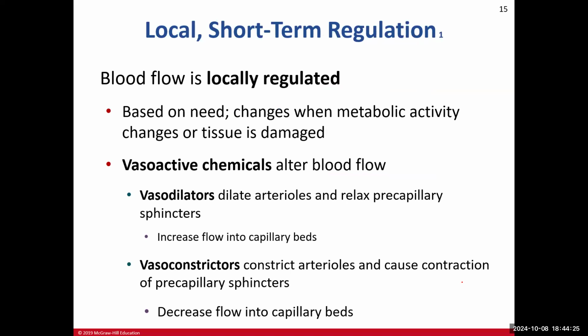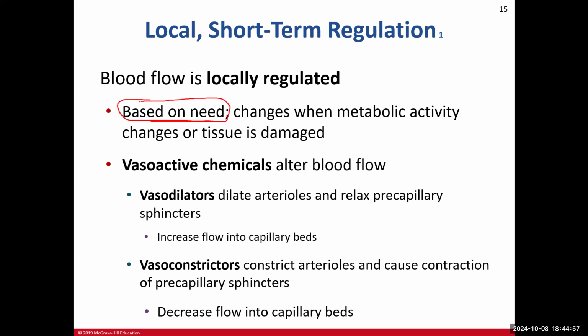Okay, so when we talk about our local blood flow here, we're going to talk about some local short-term regulation now. When we talk about locally regulated, I'm not talking about involving the central nervous system, the vasomotor center. I'm not talking about that. This is going to be on a tissue level, what's happening in the tissue. And again, you can see these three important words: based on need, supply and demand.